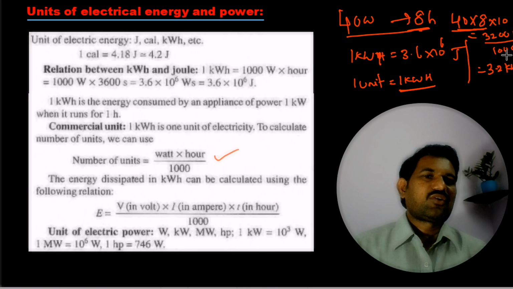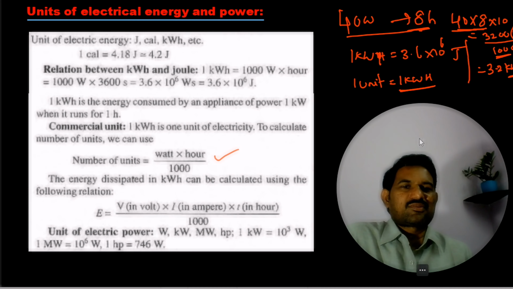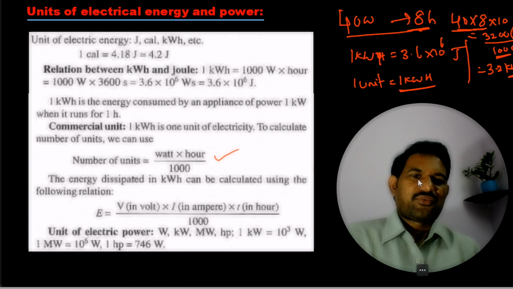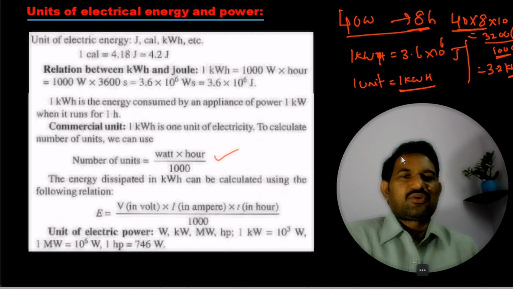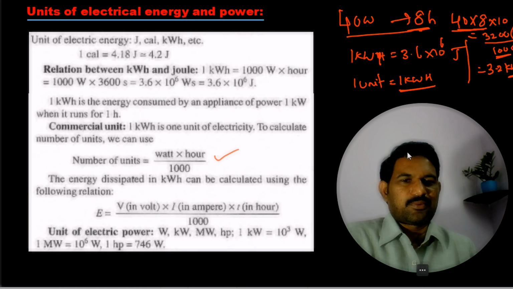Then to convert this into kilowatt hour, we divide by 1000, so that you will get this value as kilowatt hours. Sometimes there may be some problems based on this. They will give a device like a refrigerator or geyser or AC, and they will ask how much the electrical bill will be per month. So per month, we calculate like this.